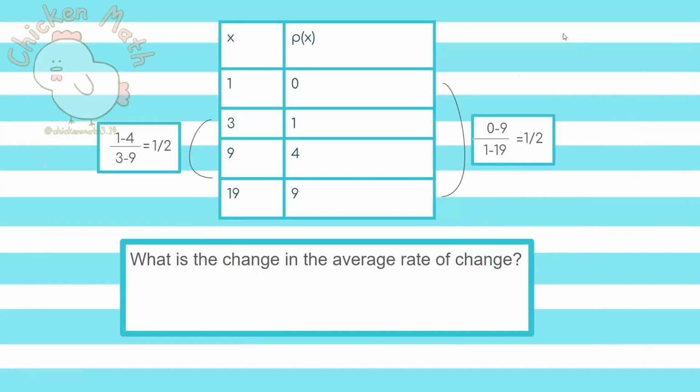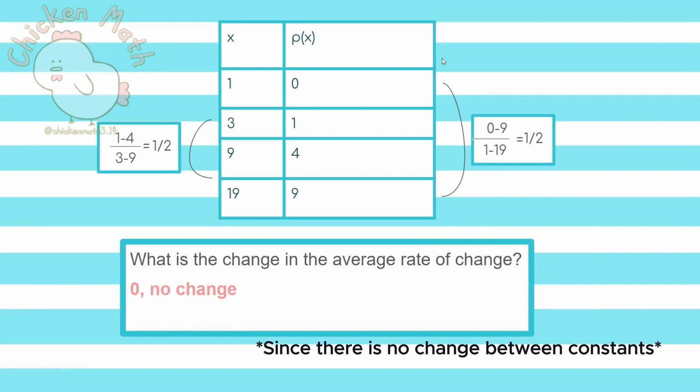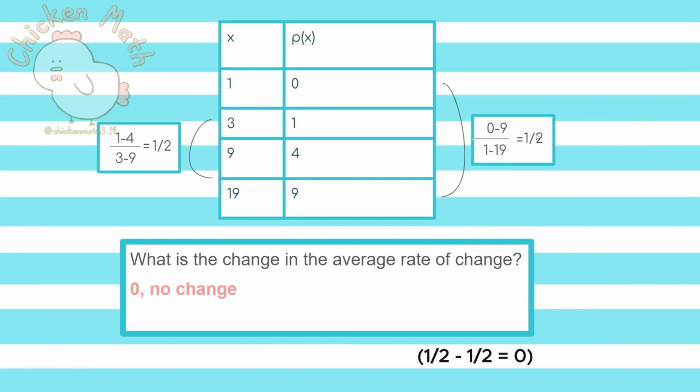So here's a question: what's the change in the average rates of change? This is p of x from the last slide, so it's a linear function. You can pause the video if you want to think about it. But the change in the average rate of change is 0. There's no change because for linear functions, the average rates of change over any length input value interval, 1/2, 1/2, is constant.